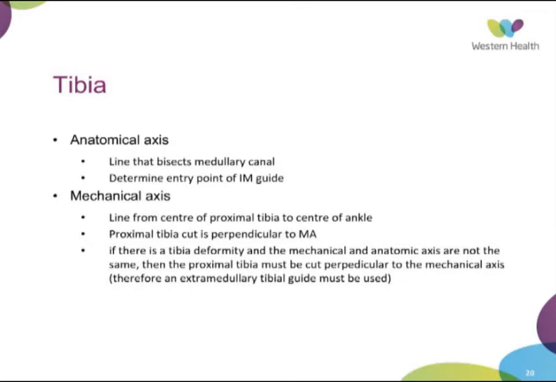Looking at the tibia, again, the anatomical axis is defined as a line that bisects the medullary canal, and the mechanical axis is a line from the center of the proximal tibia to the center of the ankle. Now, in a normal tibia, those two lines are coincident, but if there's any deformity in the shaft, they are different. And this we need to consider when we're using jigs to cut the tibia, making the choice of an intra or extramedullary guide.